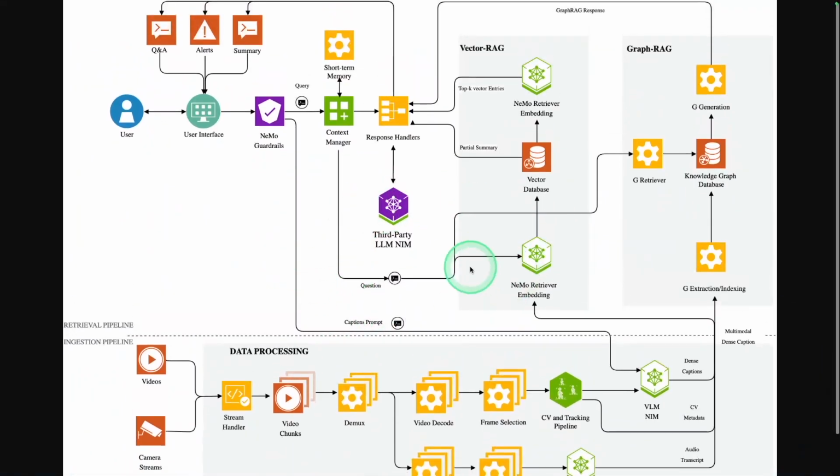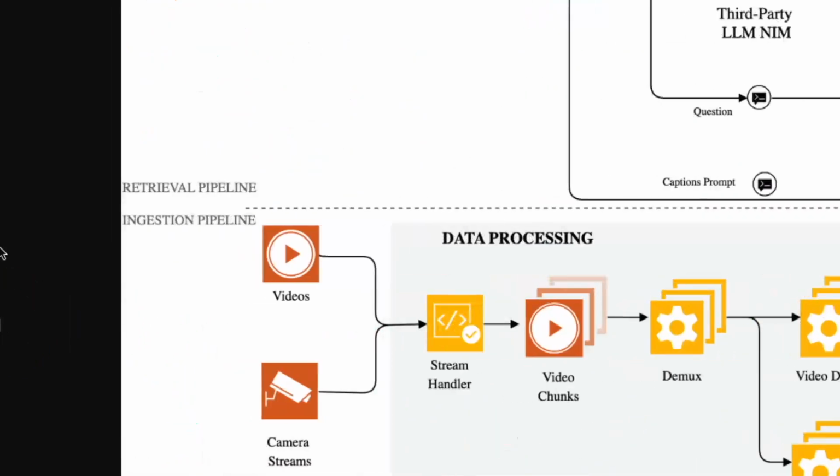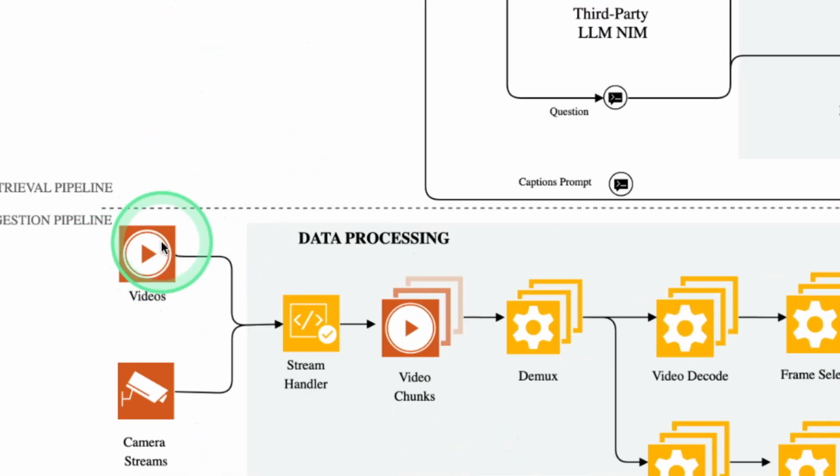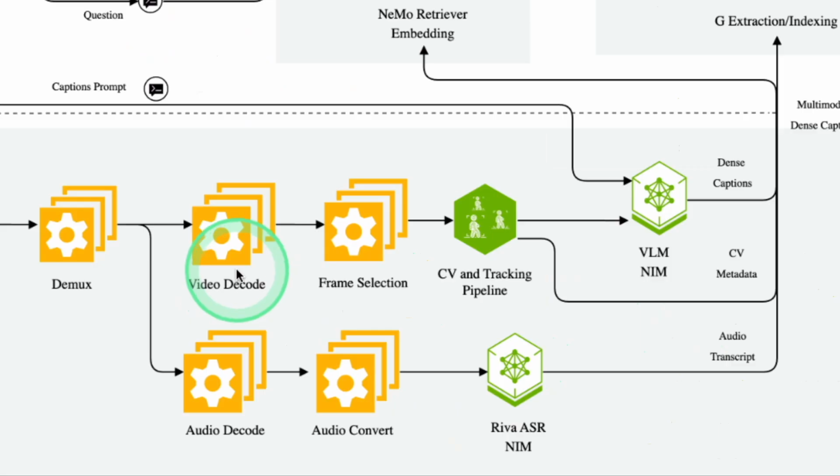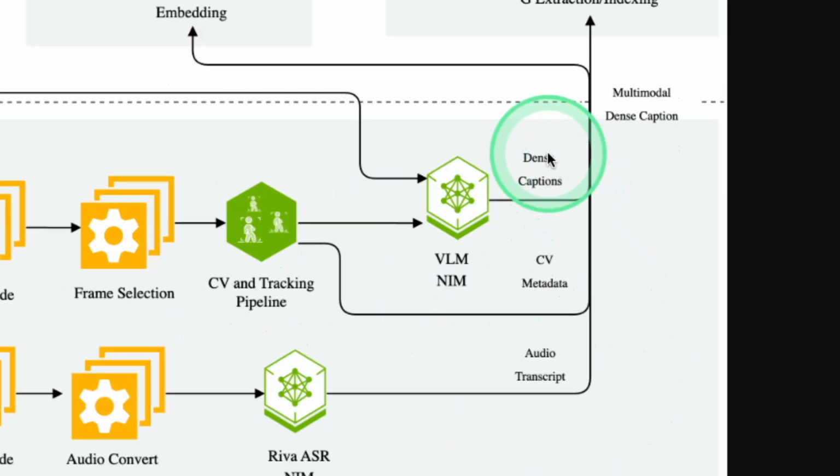So this is the overall picture. Behind the scenes, this is what's happening. You upload a video, the video is processed with separated video and audio, and also a CDN tracking pipeline. And we are collecting captions from that video for each frame selection, getting metadata and also audio transcription.